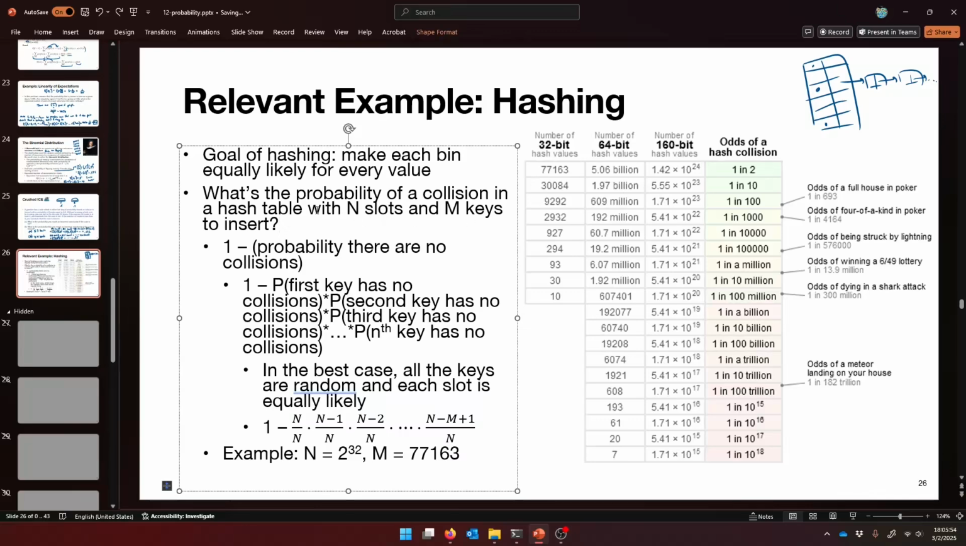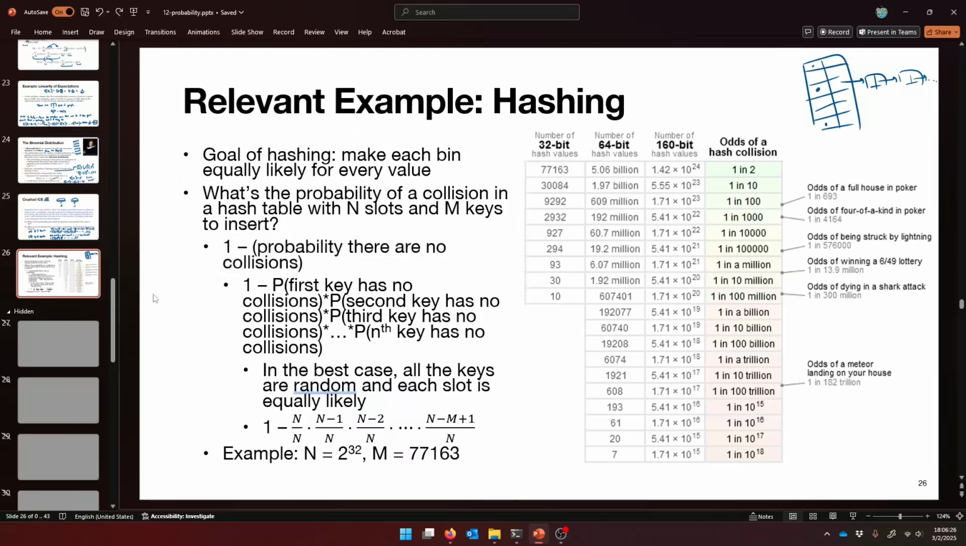So we can do that now with our knowledge. What's the probability of a collision in a hash table when you've got n slots to fill and you've got m values to insert? So what's the probability that those keys don't collide, or what's the probability that somebody collides, at least one collision happens? Well, we know that could be solved with the complement. It's probably much easier to calculate the probability that there are no collisions in my hash table, and I'll subtract that from 1, right?